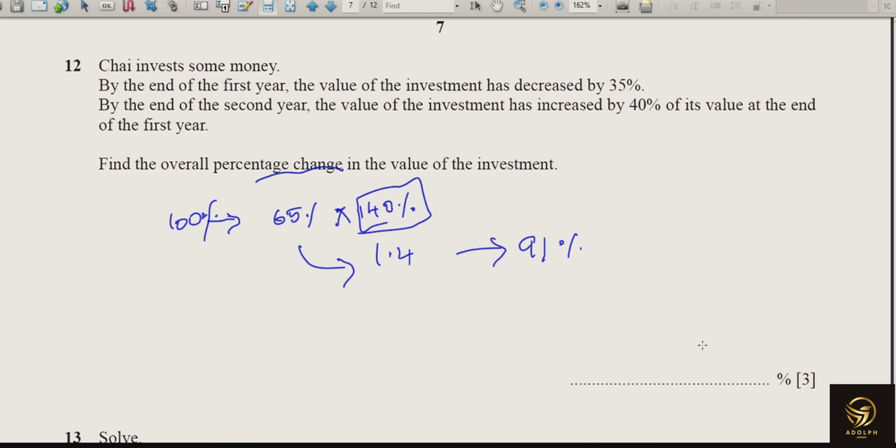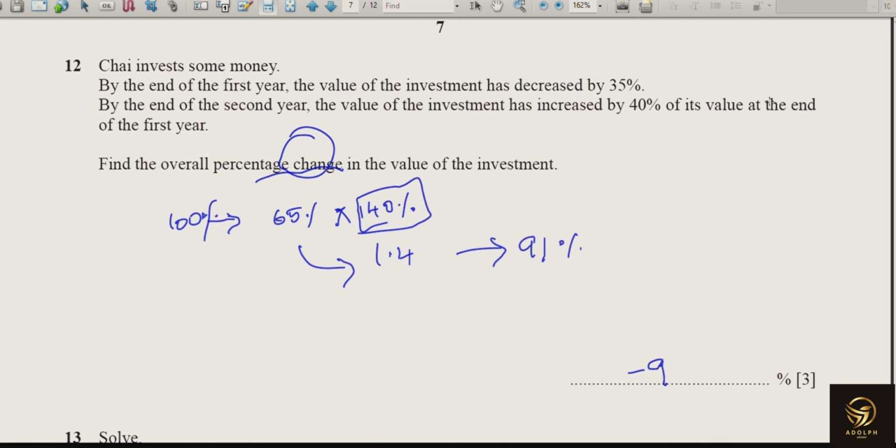But they are not asking how much percentage it will become. They are asking what is the percentage change. Initially it was 100, then it is reduced to 65, then it is increased to 91. What is the percentage change from the beginning to now? It is 9% less, so it is negative 9%. This is what I have to give as the answer.